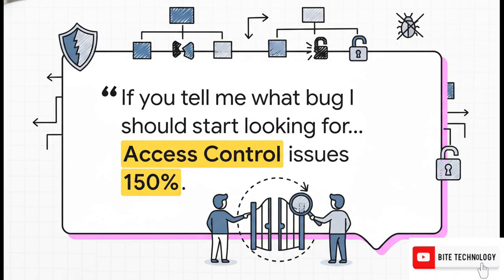And hey, don't just take my word for it. Security researcher Insider PhD was asked what bug a beginner should look for. The answer? Access control issues 150%. I mean, you can't really get a stronger recommendation than that.